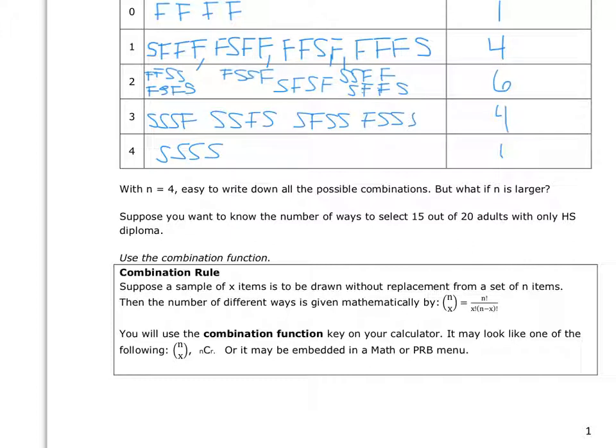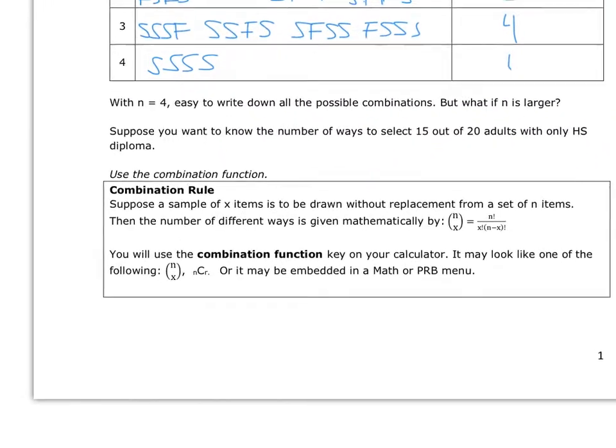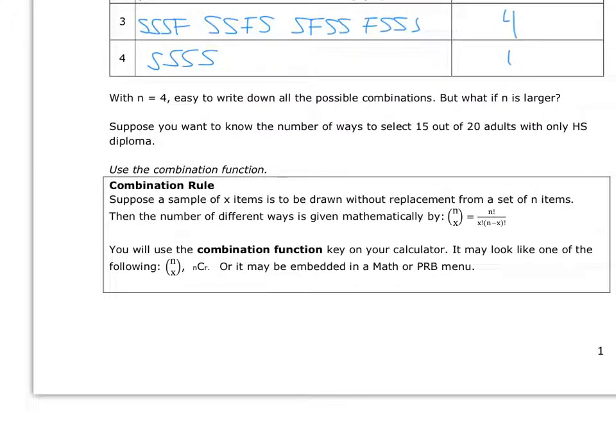Now, this is really easy to do if we have a small sample size, like 4. We can write down all the possible combinations, but what if we have a larger N, where we're taking a larger sample? It's something like this: we want to know the number of ways to select 15 out of 20 adults with only a high school diploma. That is where we're going to use a combination function that we plug values into, and it gives us the number of combinations, and we don't actually have to write them down. So this right here is the actual function. Now, the most important piece here is this right here.